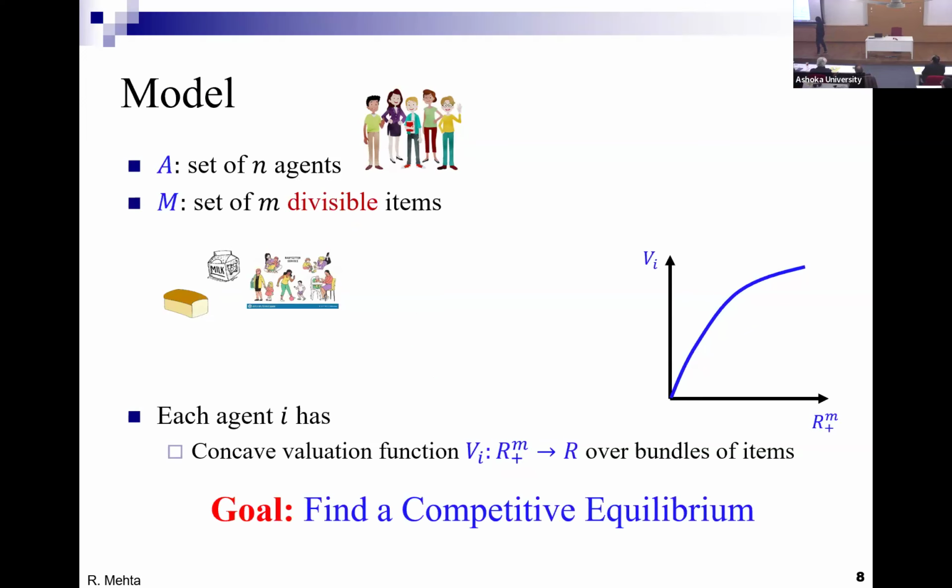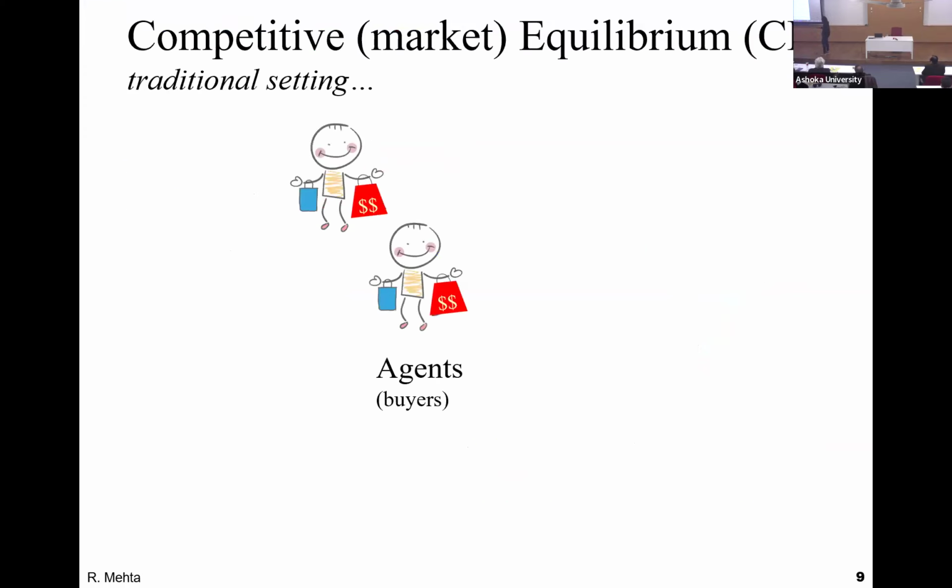Okay, and finally, our goal is to find a competitive equilibrium in this setting. So what do we mean by market equilibrium? These agents are going to the market where these items are on sale. And how are they going to buy these items? Depending on what their preference is over these items, what they like, and how much money they have to buy stuff. Right? That is a typical setting in a market.